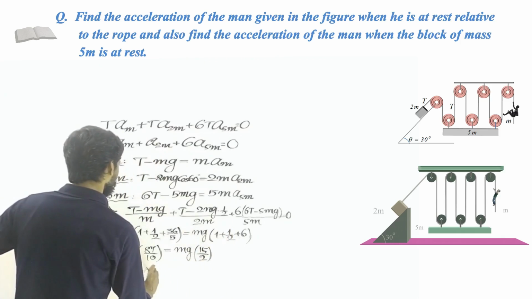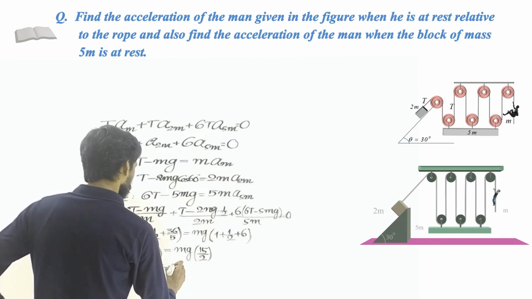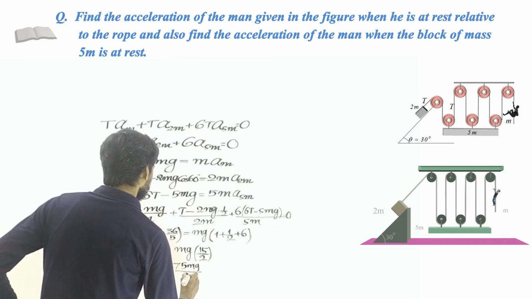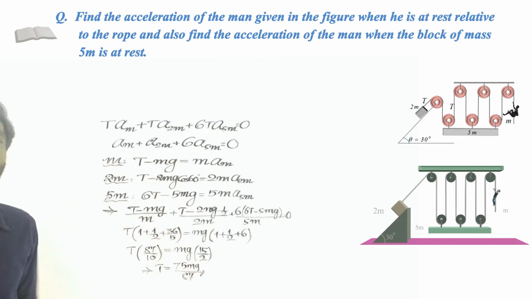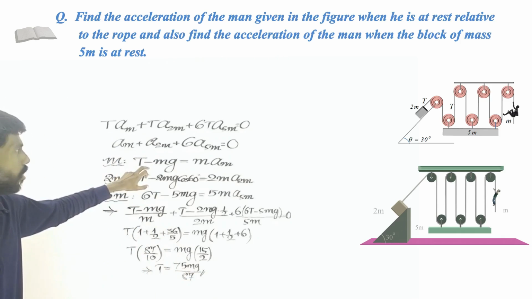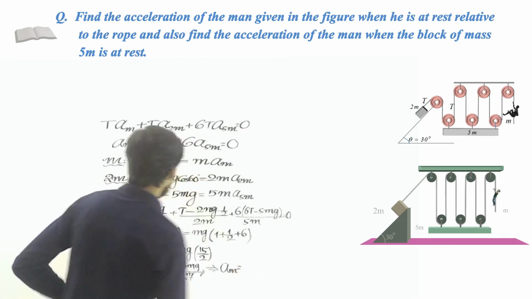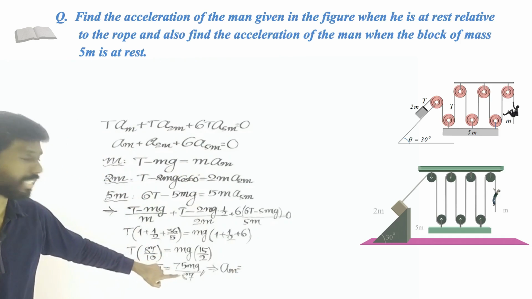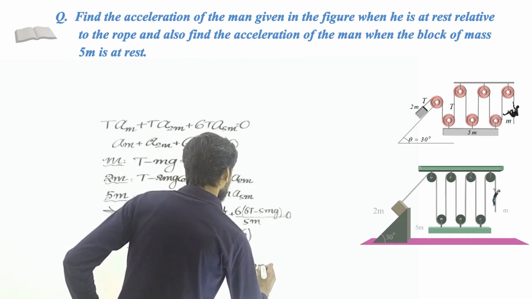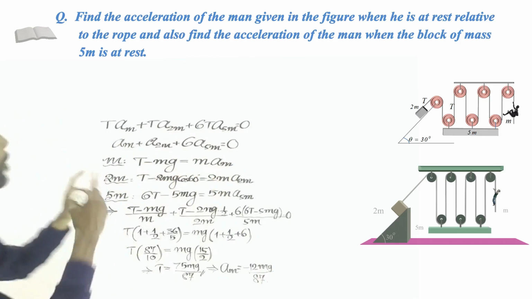That will give you our required tension. If you cross multiply, that is 5 times 15, so tension T equals 75 mg divided by 87, the tension in that string. Once T is found, we can substitute it to get the acceleration of the man. So a_m is T minus mg, that means 75 minus 87, so minus 12 mg divided by 87, that is the acceleration of the man.